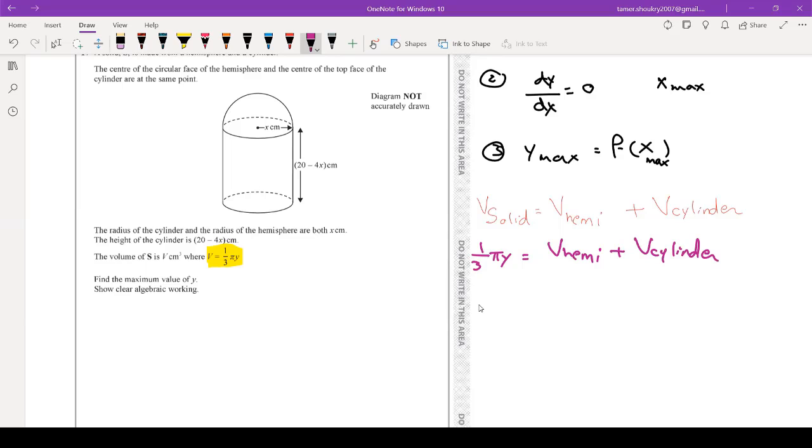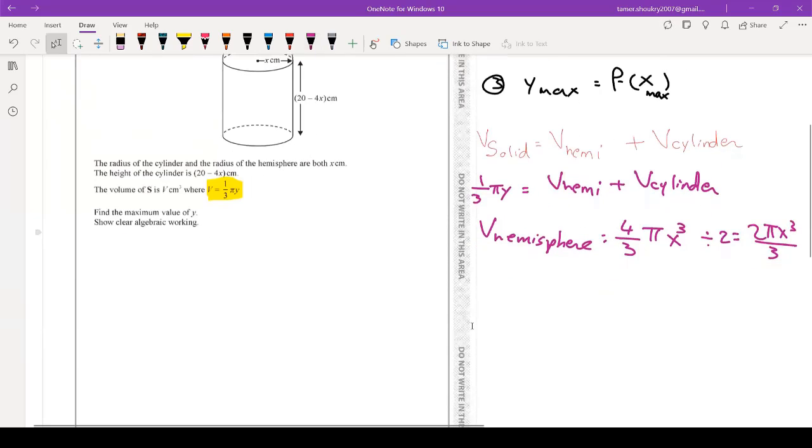Now we get the volume of the hemisphere. We know that the volume of the sphere is 4 over 3 pi r cubed, where r is the radius. The radius is x, so it is x cubed. And because it is a hemisphere, we are going to divide this by 2. This is half the volume of the sphere, which is the volume of the hemisphere. So this gives us 2 pi x cubed over 3.